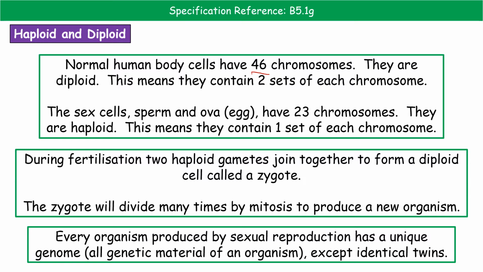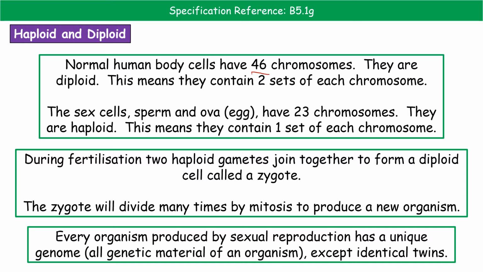So if the question tells you how many chromosomes are in a body cell, it's going to be asking you to work out how many are in a sex cell, and you just divide it by 2. If it's the other way around and they've given you how many chromosomes are in a sex cell, and you need to work out how many are in a body cell, times that number by 2.